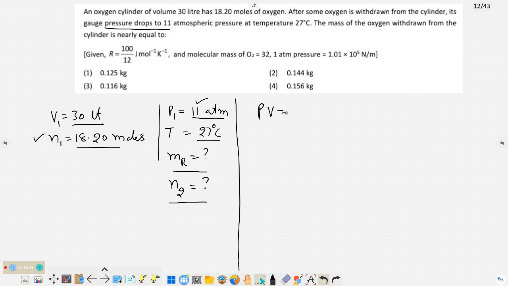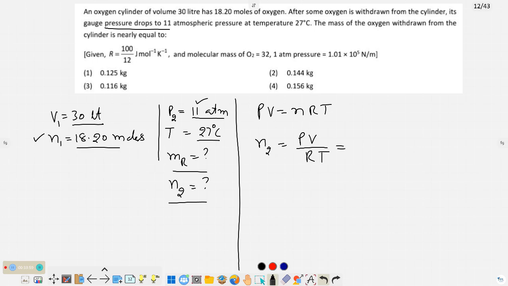PV is equal to nRT, I can use the nRT equation. In this case n is the number of moles, so N2 is equal to PV by RT. I can write the formula like this. In this case, the pressure is not P1, it is P2, because the initial pressure is not given. So this is P2, nothing but the second condition pressure.